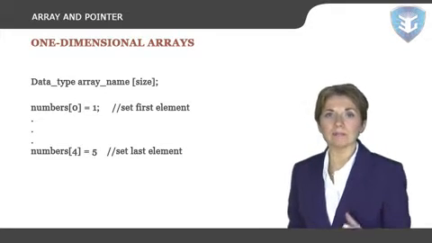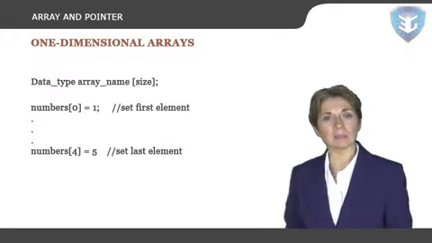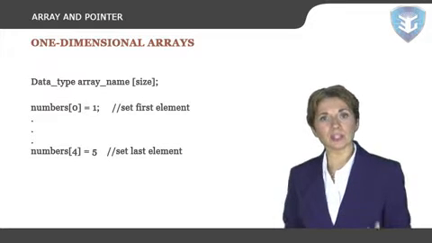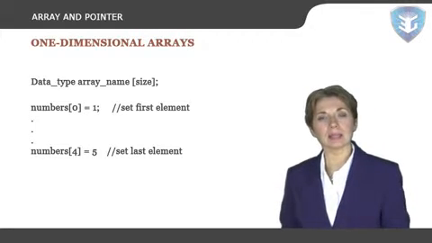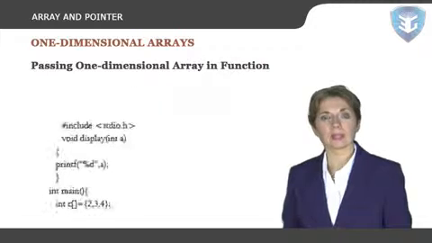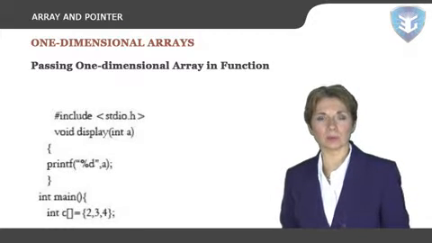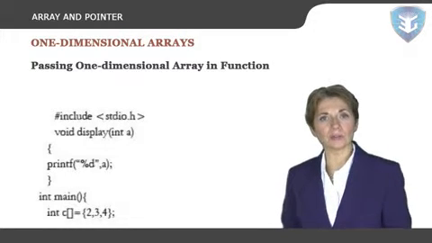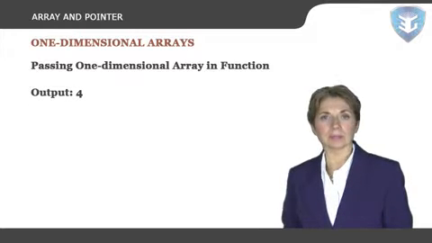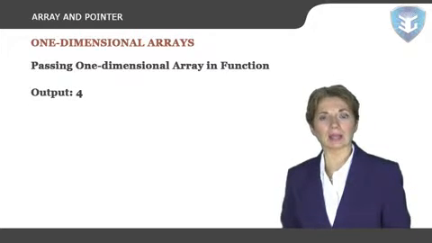Any of these elements may be referred to by giving the name of the array followed by the position number of the particular element in square brackets. The first element in every array is the 0th element. Passing one-dimensional array in function. C program to pass a single element of an array to function is as shown on the screen. Output. Single element of an array can be passed in similar manner as passing variable to a function.